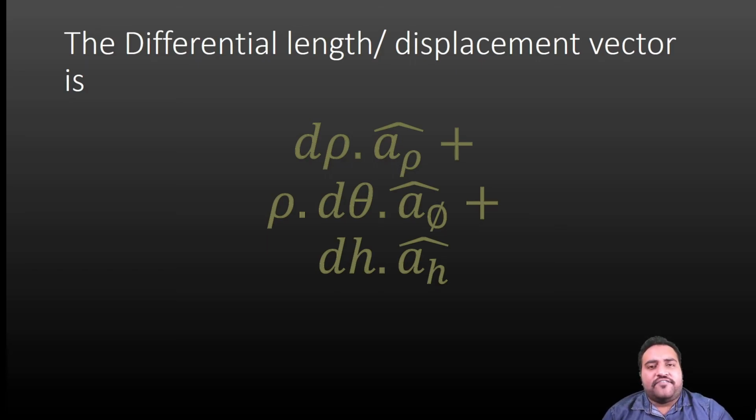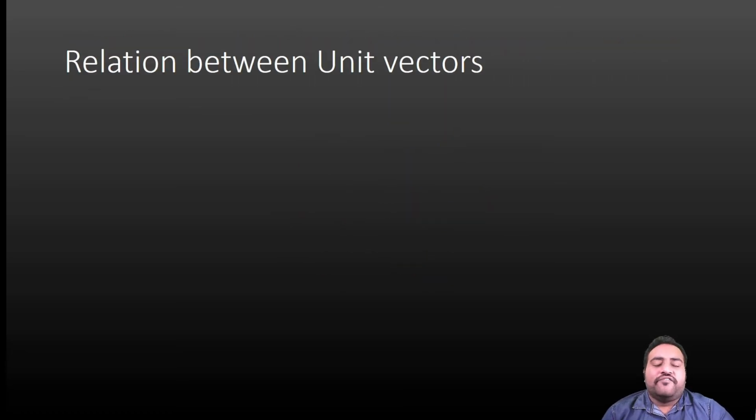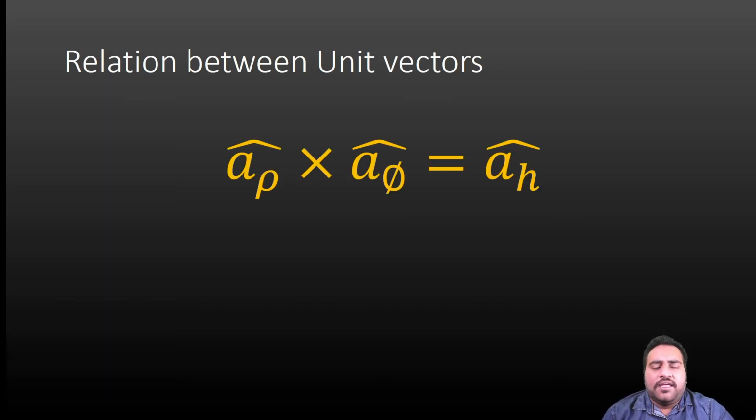This is the differential length vector. Now once you have the differential length vectors, we can also determine 6 different differential surface vectors by combination of them. For you to do that, you should know the relationship between the unit vectors in cylindrical coordinate system. If by chance you don't know, let me give you: a rho cross a phi equals a h. If you remember this equation, by rotating these variables, you can get the remaining 2 expressions.